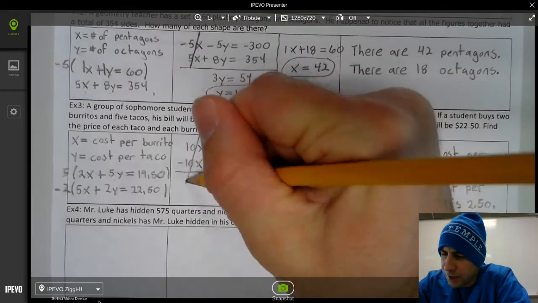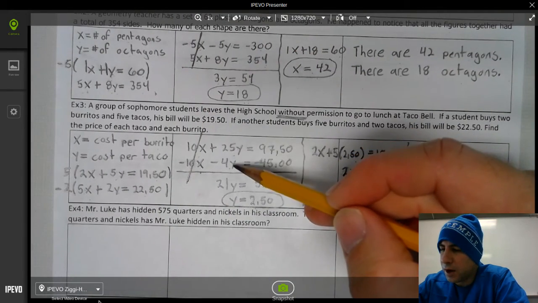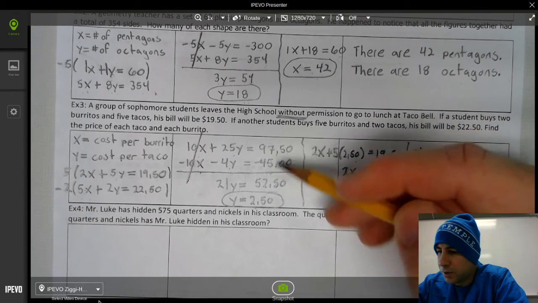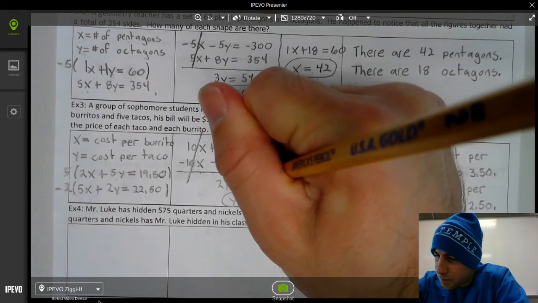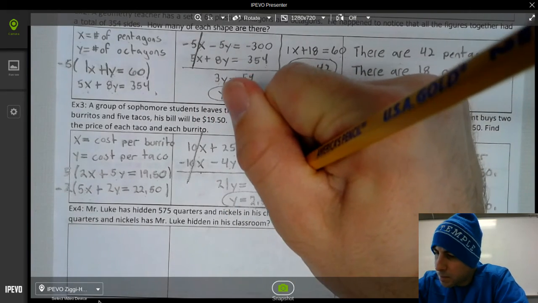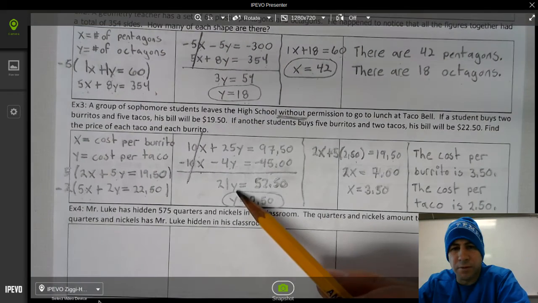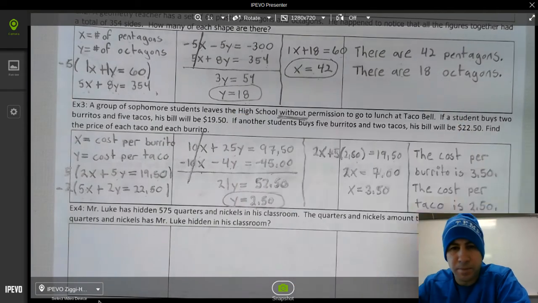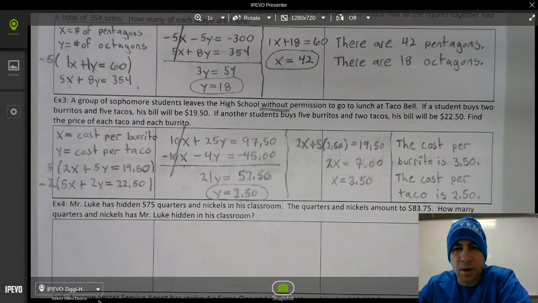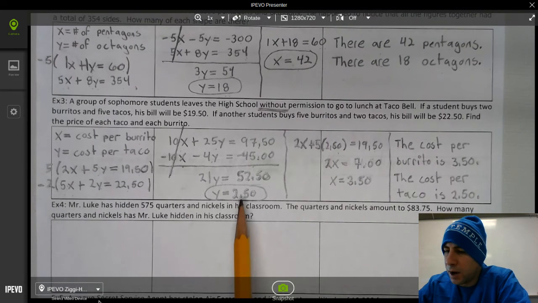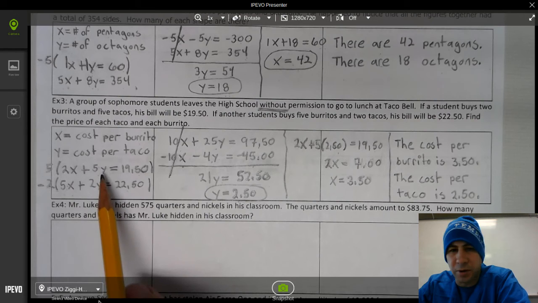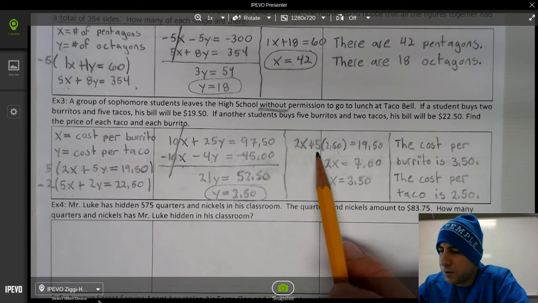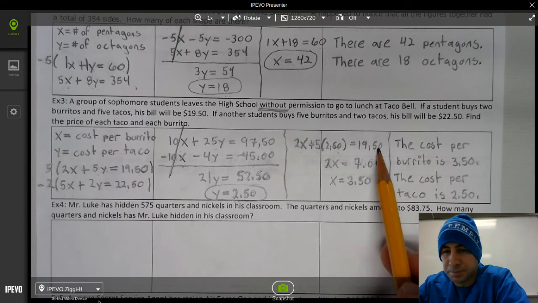You'll see here the x's cancel. We add 25y and negative 4y, and we get 21y. We add 9750 to negative 45, and we get 5250. Then we divide both sides by 21, and we get 250. Now we have y, and we're going to substitute into either equation. Again, always do the first equation. So we put 250 in for y, and we get 2x plus 5 times 250 equals 1950.